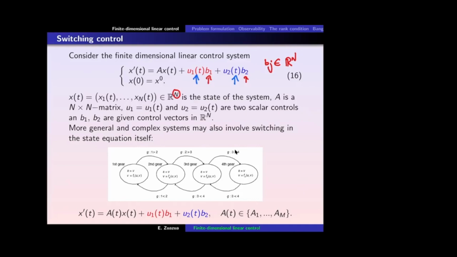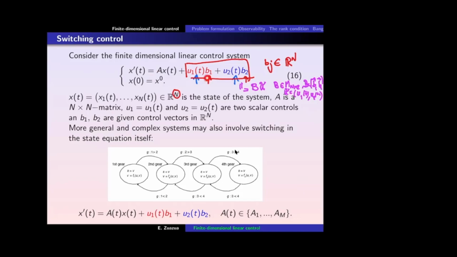So when you look at the problem that way, you say, well, there is nothing new in it, because I could simply write all this as some B times a vector U, where the matrix B now is N times 2, a matrix with two column vectors, B1 and B2. And then the control U tilde will be a vector with the two scalar controls U1(t) and U2(t). So then you say there is nothing new here. You could simply apply the Kalman rank condition and determine whether (A, B) fulfills Kalman, and that will be the condition for controllability. Yes, that is true.